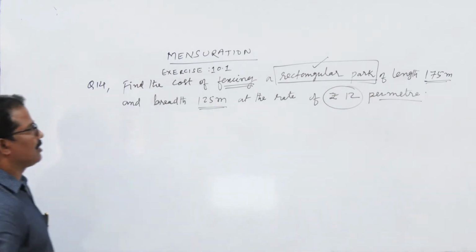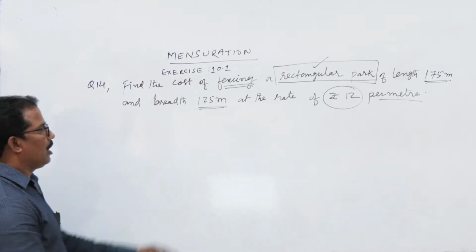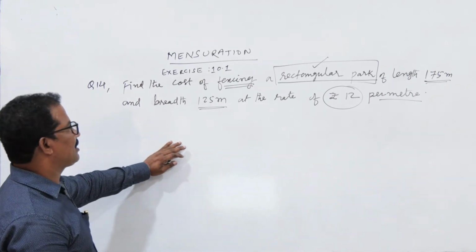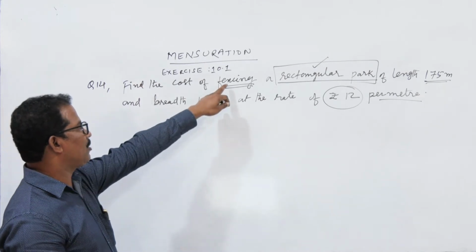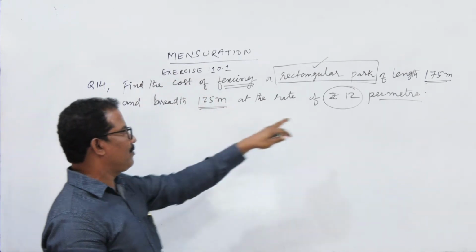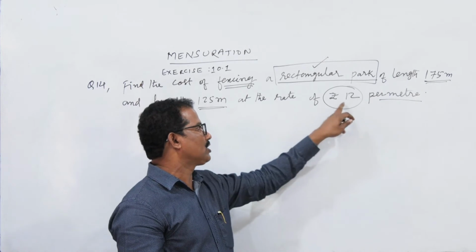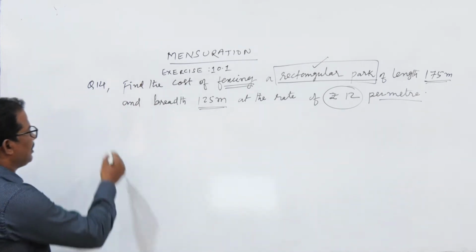So we need to find the total perimeter of the path first, that is, the total length of the rectangular path. That is the length of the fencing. Then that will be multiplied with the cost, that is, the per meter cost, rupees 12. Understand?